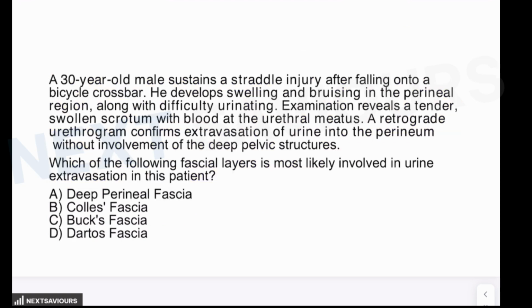Let's talk about another question. A 30-year-old male sustained a straddle injury after falling onto the bicycle crossbar. He developed... now each and every line makes sense now.